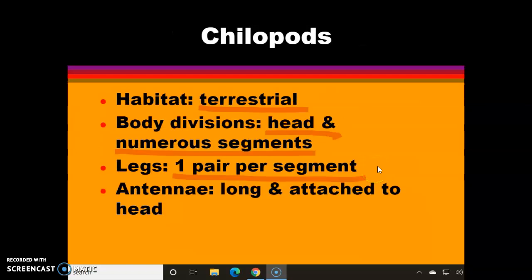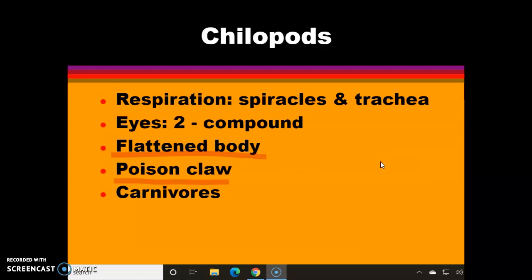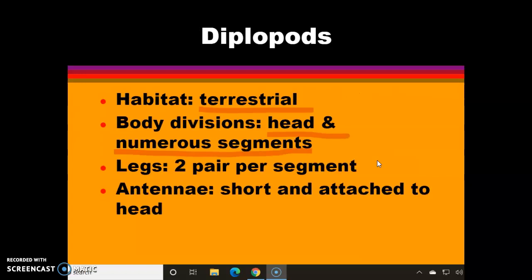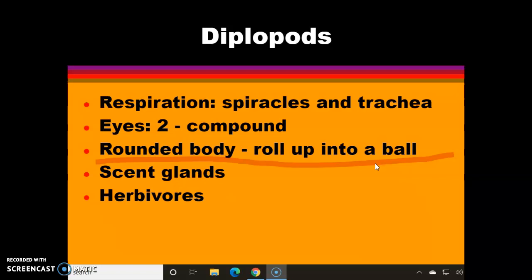Now, the chilopods, their habitat is terrestrial. Their body divisions, they have a head and numerous segments, and legs, they have 1 pair per segment. And they have a very flattened body and a poisonous claw that kills their prey before they eat it. All right, the diplopods, these are terrestrial. They have a head and numerous segments. And for defense, they round their body up like a roly-poly. They round it up, and they have scent glands, and they actually eat plants.